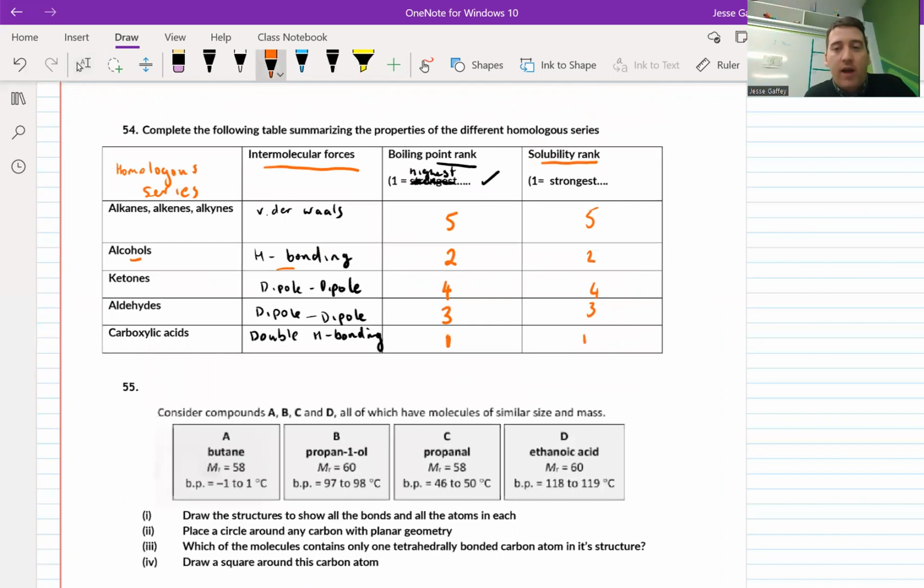All right, so this is something that can definitely help you because questions come up about the properties of these things all the time. We do need to be able to explain why. So definitely it's an important table to have.